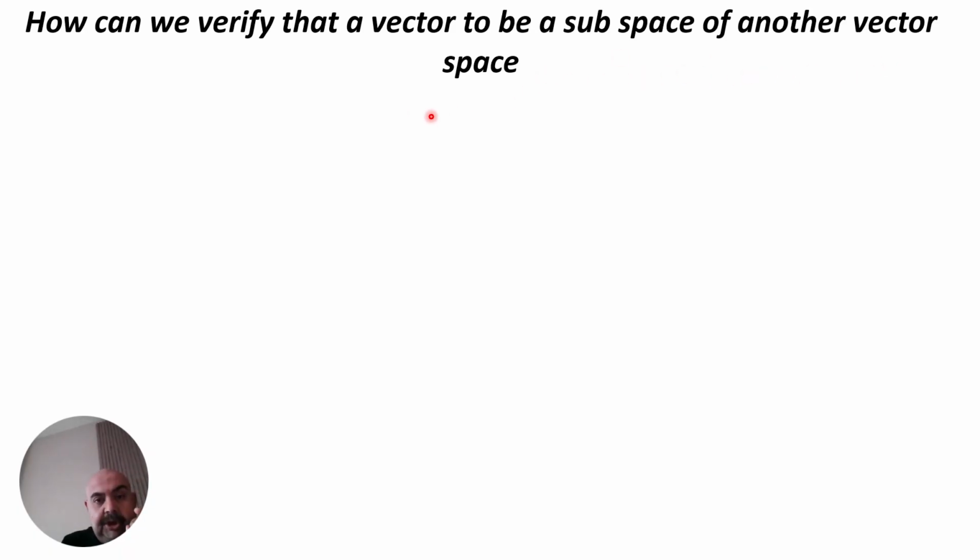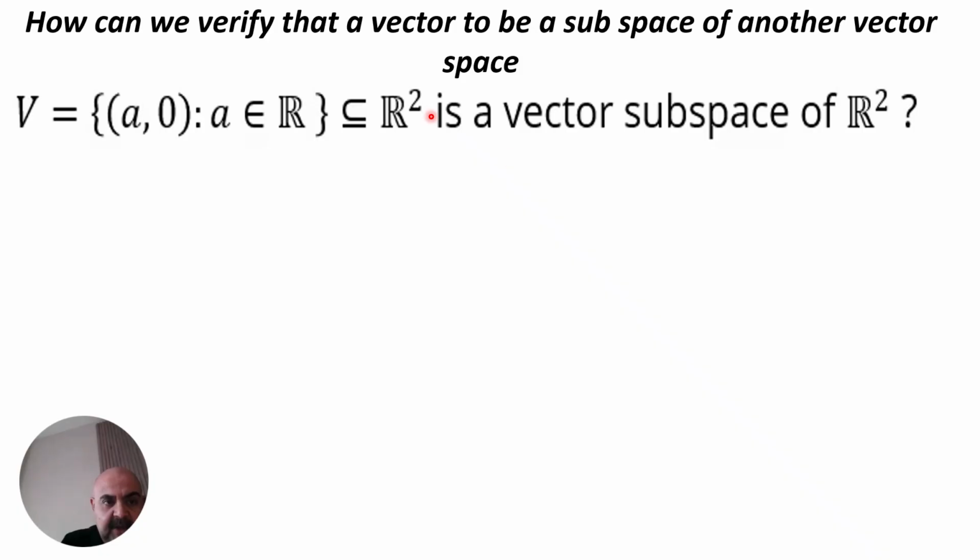The following conditions must be satisfied. So let's check, for example, if I have V, which is the set of all values of (A, 0) such that A belongs to R. Is this a subset of R2? It has two components, and I'm talking about R2, which is the set of all vectors with two components.